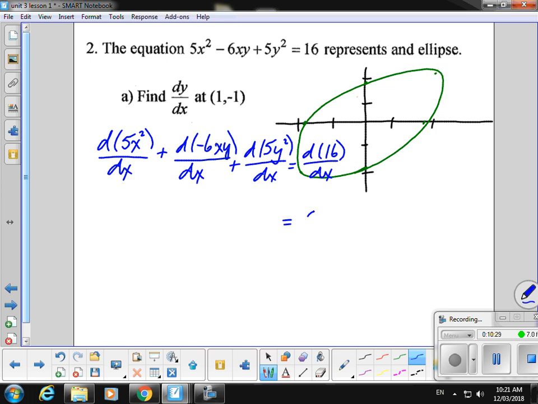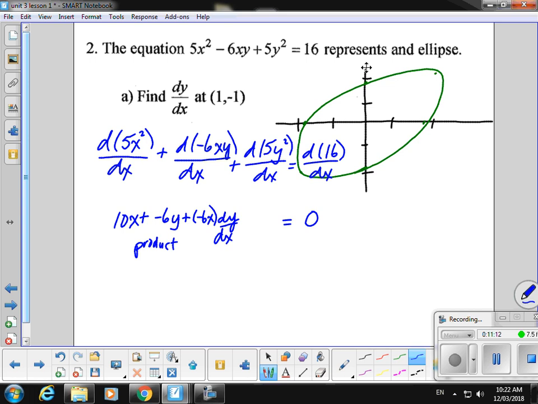Okay, do the easy one first. The first term, the derivative of 5x squared with respect to x is 10x. Yay. The second term is a product. It's negative 6x times y. So with a product, we end up with the derivative of the first times the second plus the first times the derivative of the second. So we've got that product rule coming into play. We need to be careful. So the derivative of the first is negative 6, and then the second is y, plus the first times the derivative of the second. Well, the derivative of y with respect to x is dy dx.